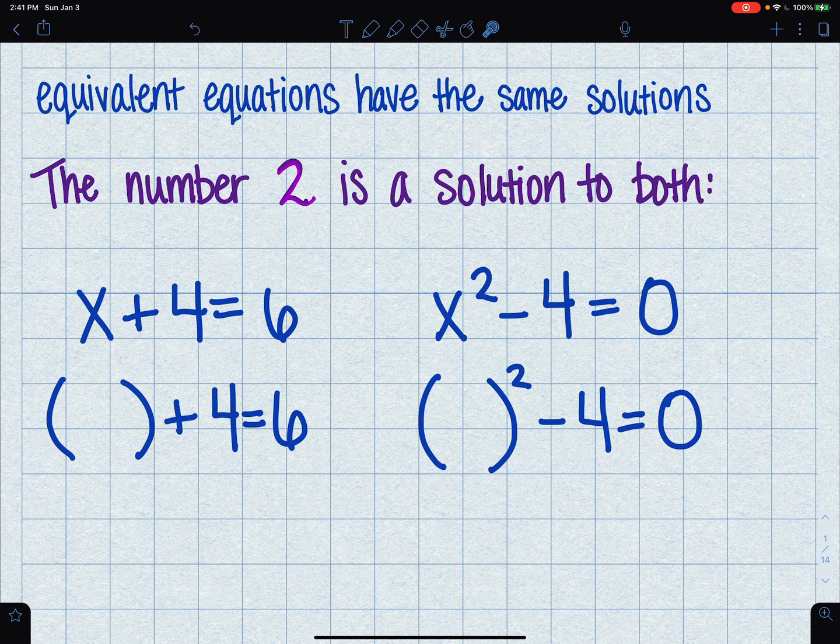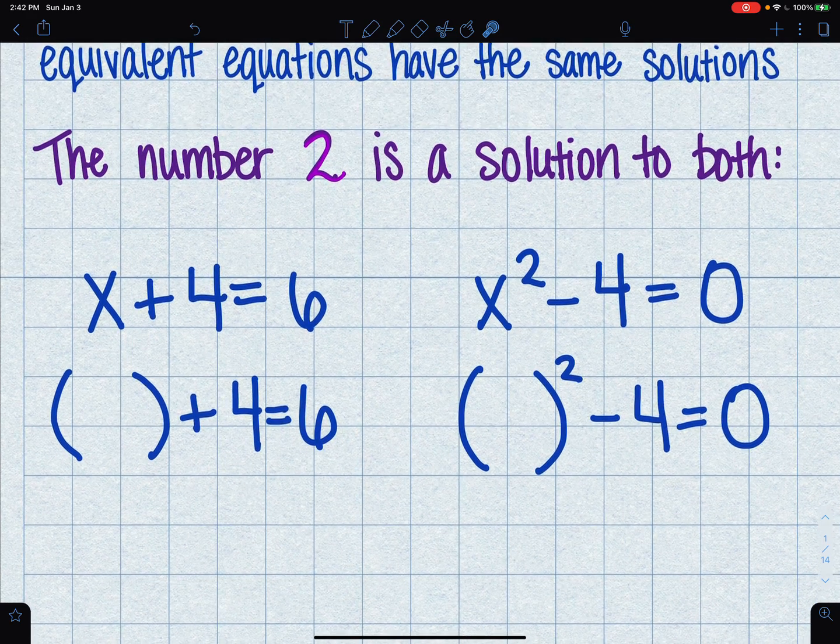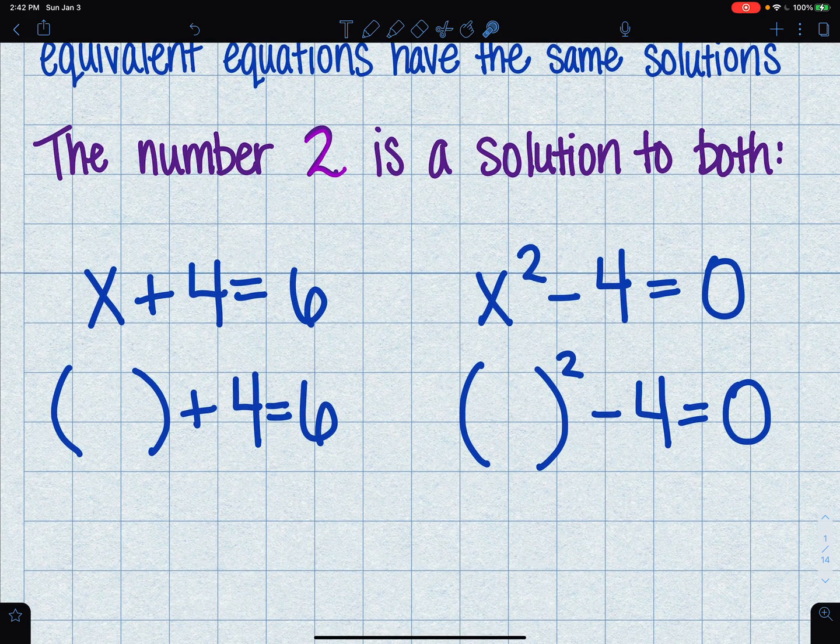All right, we're going to start out with equivalent equations. This is a review because you already know this concept. We have already said that equivalent equations are equations that have the same solutions. Let's look at an example. The first example they give us in the book is actually not an equivalent equation, so keep this in mind. But they do say that in this situation, the number 2 happens to be a solution to both of these equations.